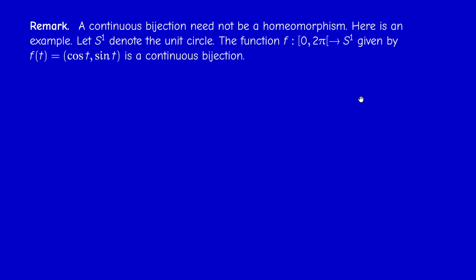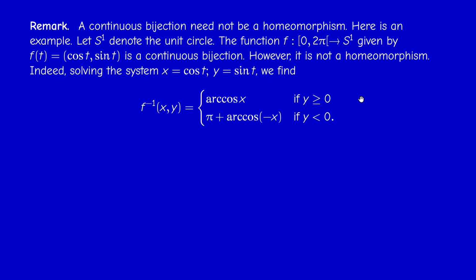However, if you solve precisely the equation cosine t, sine t equal x, y, so it's a system, x equal cosine t, y equal sine t, you will find the inverse of f. This is how we usually find f minus 1, by solving the equation f of t equal something. So if we solve the equation f of t equal x, y, we will get that t is arccosine x if y is non-negative, and t equal to pi plus arccosine minus x if y is negative. So this is really something that you learn to do at school.